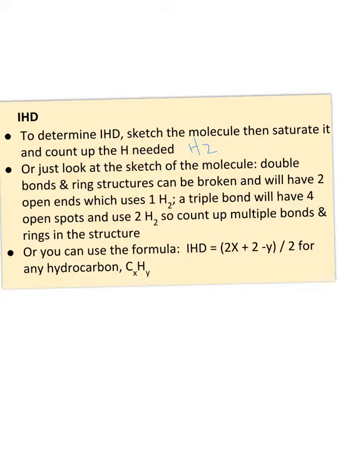Or a triple bond will have 4 open spots. So basically you can just go through and count. Each double bond gives you 1 toward your IHD, a ring structure gives you 1, and a triple bond gives you 2 to count toward your total. Otherwise, you can always use a formula. If you have the molecular formula, such as CxHy, then you can use the formula (2x + 2 - y) divided by 2. But I find it more work to remember the formula or figure out the formula than to just go ahead and sketch the diagram I'm interested in.